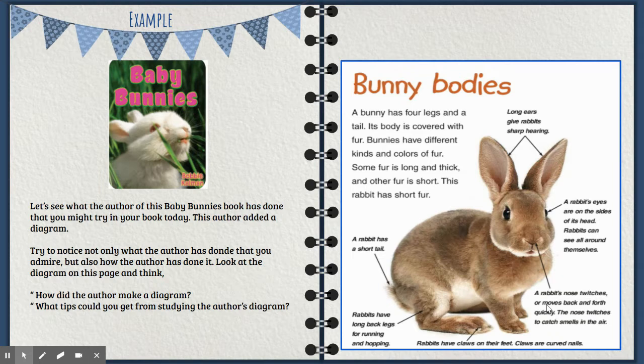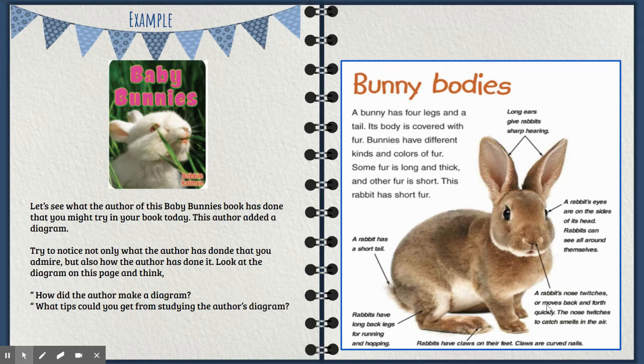So, read books by other writers and think, I could also try that. Let's look at this example. I chose the book Baby Bunnies. Let's see what the author of this Baby Bunnies book has done that you might try in your book today. This author added a diagram.